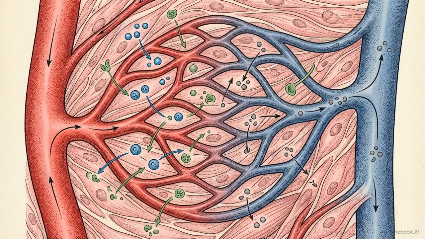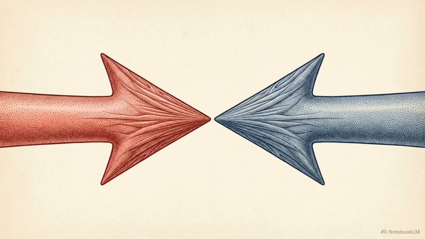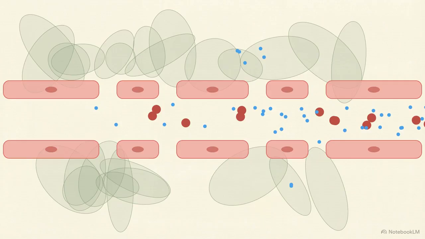It is the only place in the entire cardiovascular system where gases, nutrients, and fluids actually cross the vessel wall. To keep tissues alive, the system faces a constant physical paradox. It must push fluid out of the blood to deliver nutrients, but it must also pull that exact same fluid back into the blood to prevent you from losing your circulating volume.